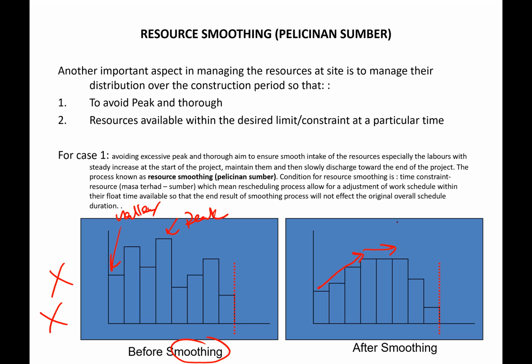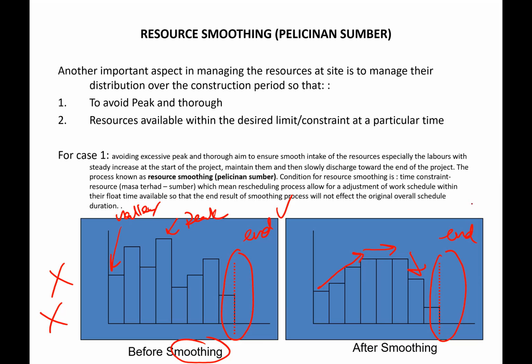And then the peak, when normally the peak is where the structure is already completed, then the gradual decrease when you are doing your finishing work. That is the concept. You notice the red dotted line indicates the end of the project. We do not touch the end of the project.